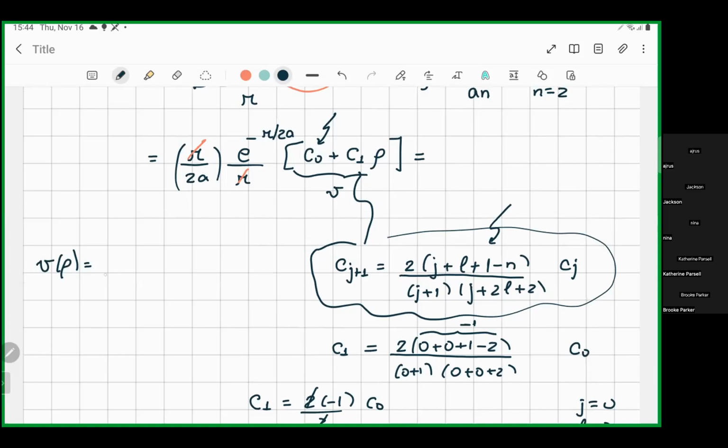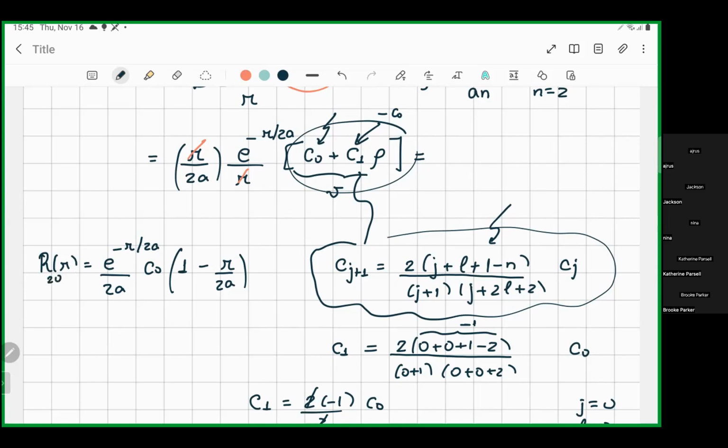We already canceled the r, so we have exponential of minus r over 2a divided by 2a. And now this part here, I'm going to put C0 in front because both have C0, and the C1 we just found is minus C0. So we have 1 minus rho. And what is rho? R over 2a. Sorry, this is not V. This is R. Okay, so then we've got our solution for the R when n is 2 and L is 0. That's it.